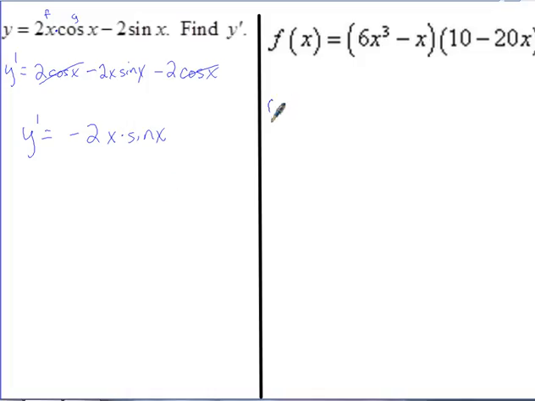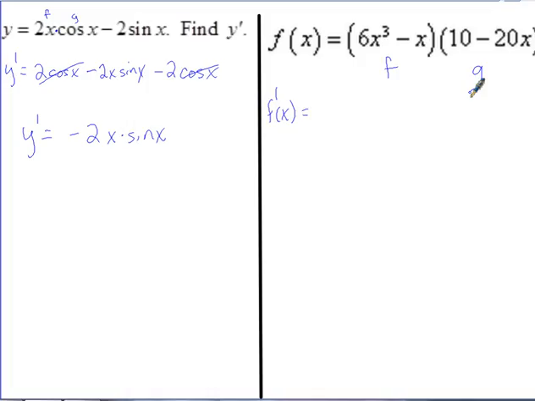Next one should be more your speed. Obviously, I have two functions here. I have 6x cubed minus x and 10 minus 20x. This is going to be my f. This is going to be my g. Does it actually matter which one I make my f and which one my g, do you think? No, because they're multiplying, right? Isn't it the same thing anyway?